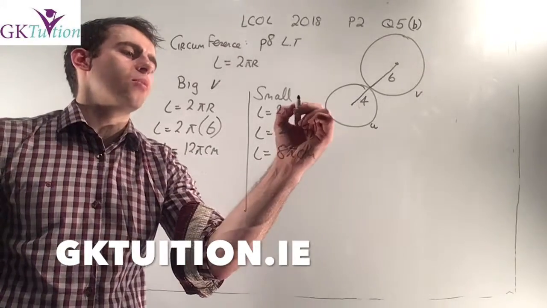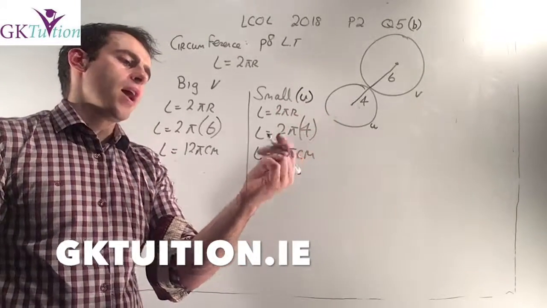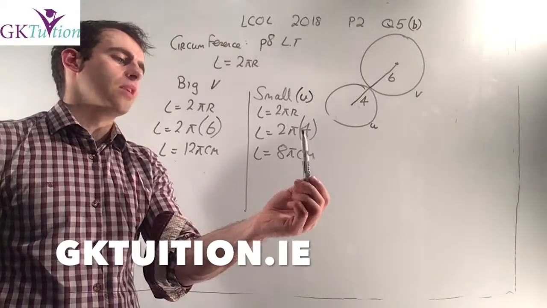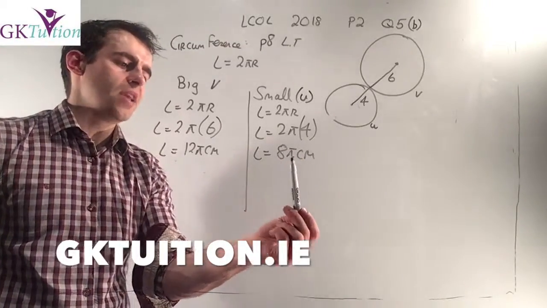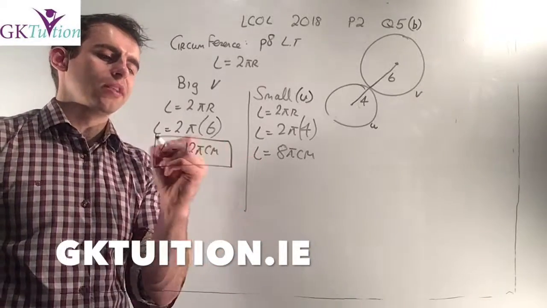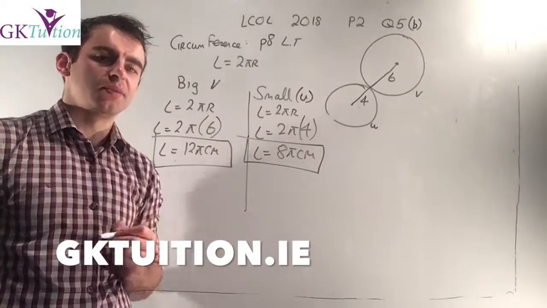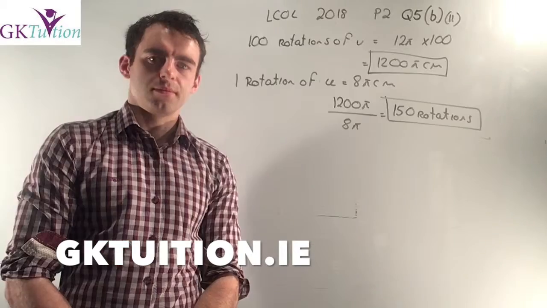You do the same thing with the smaller circle U. You're subbing into 2 pi r, except instead of the radius, instead of r, you can sub in 4. 4 by 2 gives you 8 pi centimeters. So your 2 answers for part B were 12 pi centimeters and 8 pi centimeters.